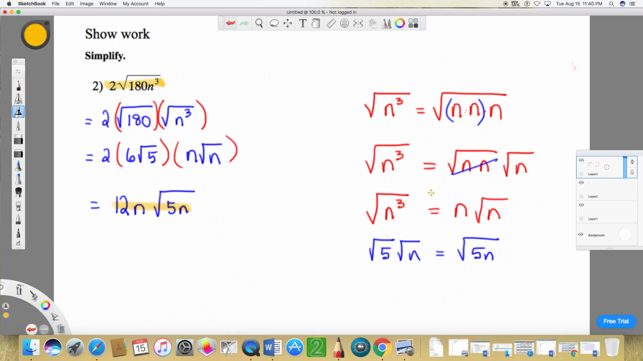Our scratch work kind of proved that there's a lot of work to do in your head if you think that is obvious. All right, so I hope that helps. This is our final answer: 12 times n times the square root of 5n.